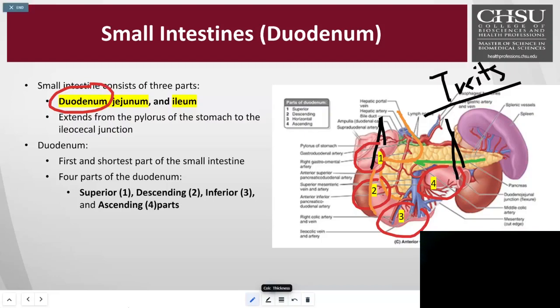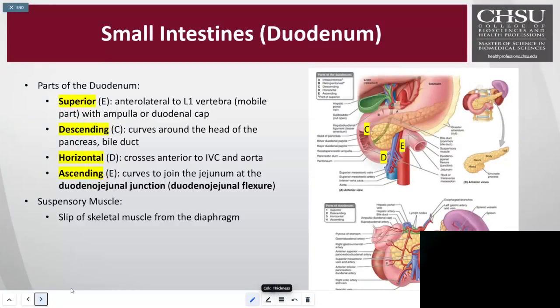Okay. All right. So let's keep going. Do a few more slides here, and then over here we have the 4 parts.